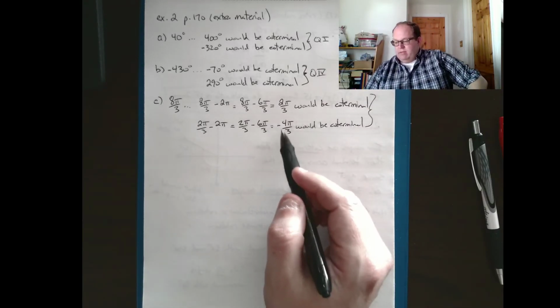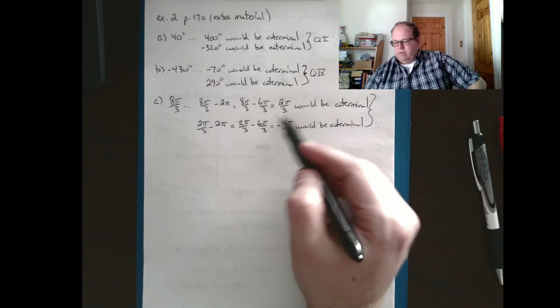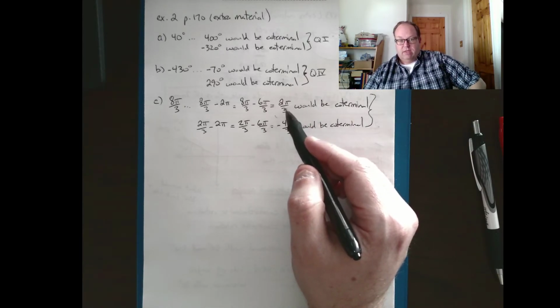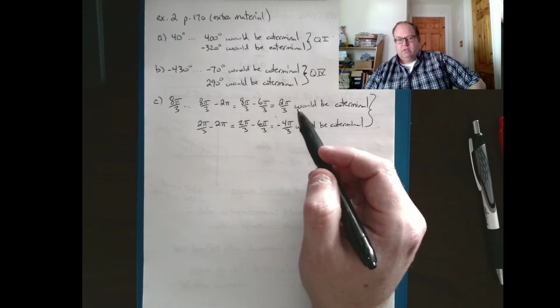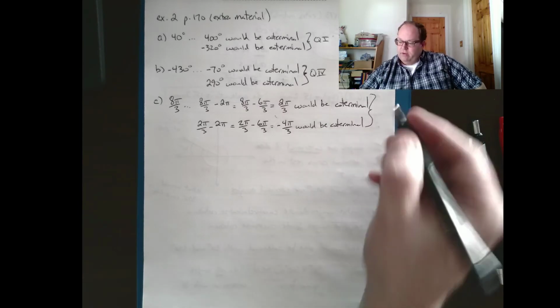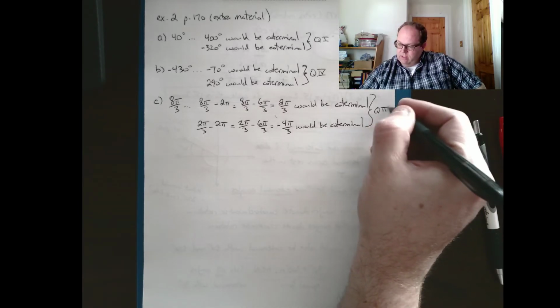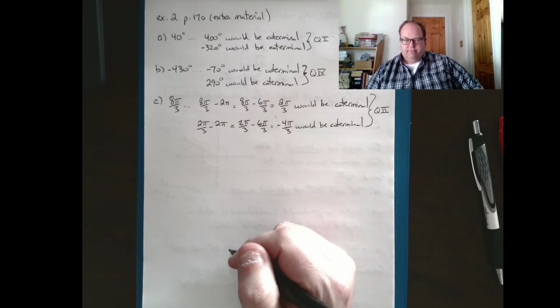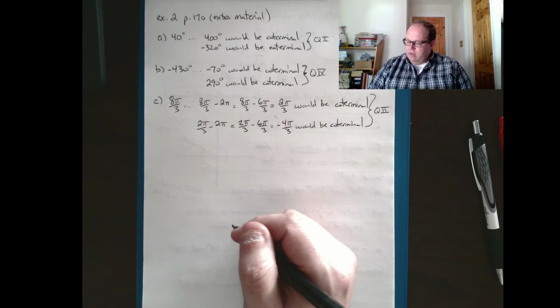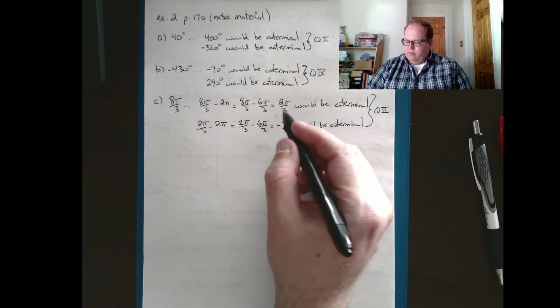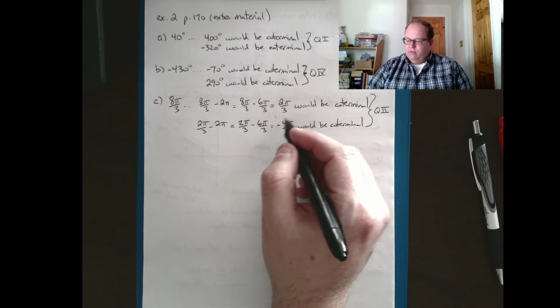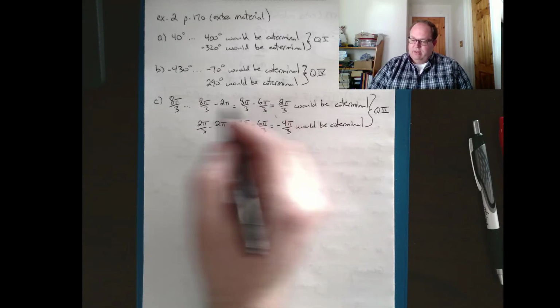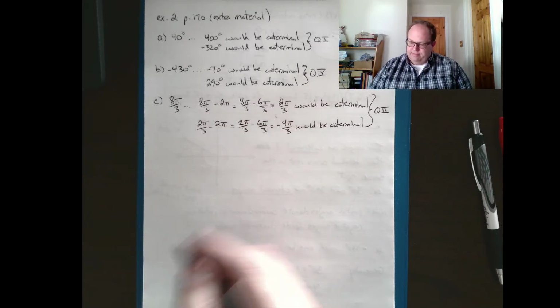Now, with all of these, you might want to convert to degrees to figure out which quadrant it's in. If you do the conversion, 2 pi over 3 works out to 120 degrees, which is in quadrant 2, and since they're all coterminal, they all have to be in quadrant 2. If you converted them to degrees, this would be 120 degrees, this would be negative 240 degrees, and this would be 480 degrees.